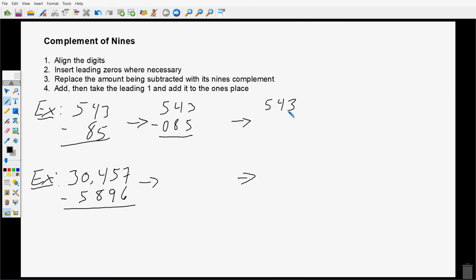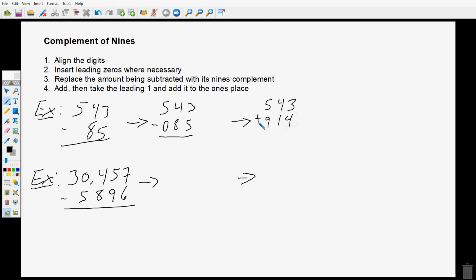So the nines complement of 0. 0 plus what gives you 9? Well, 9 itself. Then 8. 8 plus what gives you 9? That'd be 1. And 5 plus what gives you 9? That would be 4.